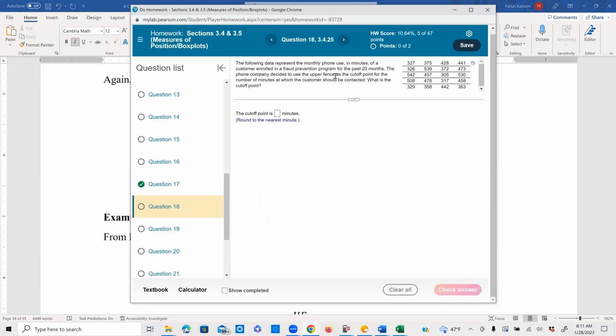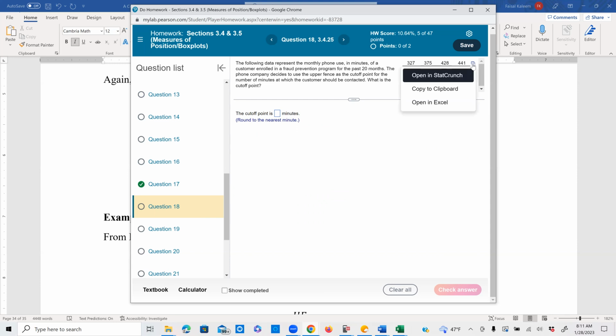And now in the following data, we have monthly phone use in minutes of a customer enrolled in a fraud prevention program for the past 20 months. The phone company decides to use upper fence as the cutoff point for the number of minutes. So basically, we find the upper fence in this problem, for which we do need the Q3 and the Q1.